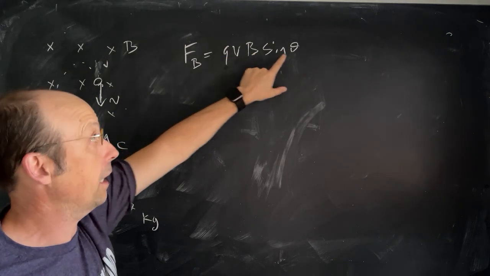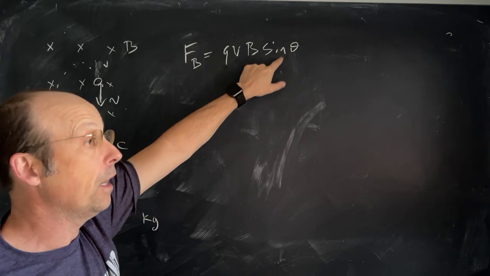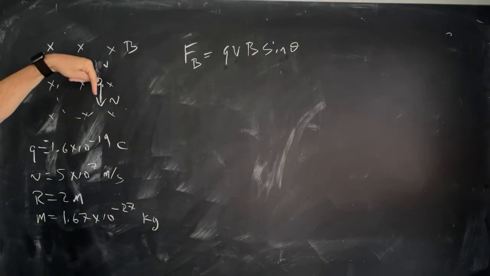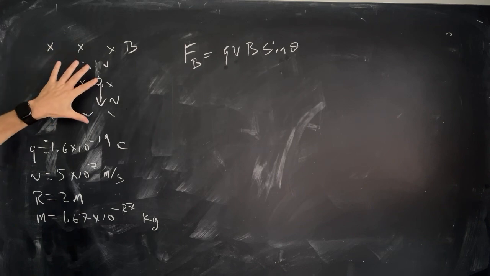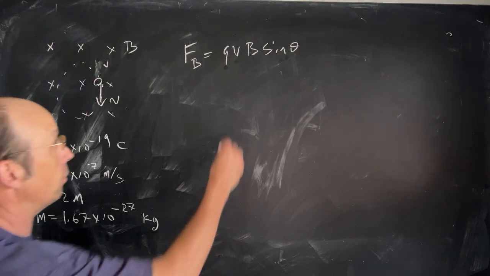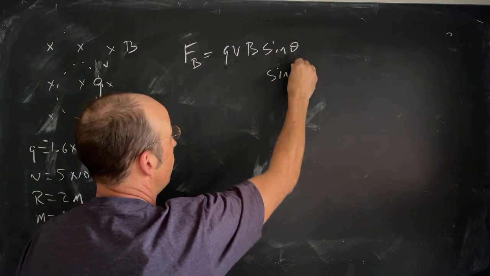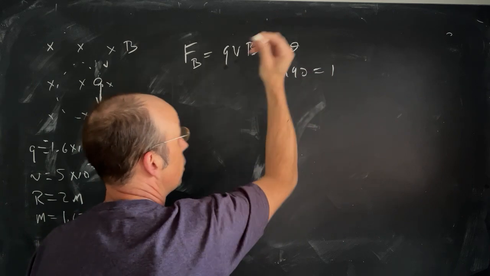We're trying to calculate the magnetic field, but what about this theta, sine of theta? Well, in this case, if the charge is moving in this plane and the magnetic field is into the board, then those two would have a 90-degree angle. So the sine of 90 is 1, so that term just goes away. That's good.